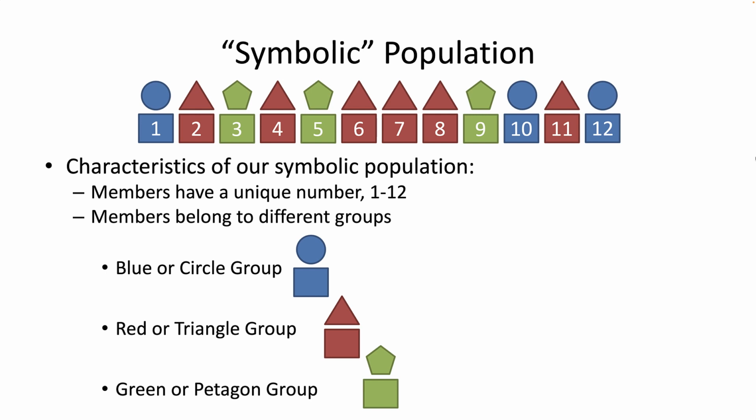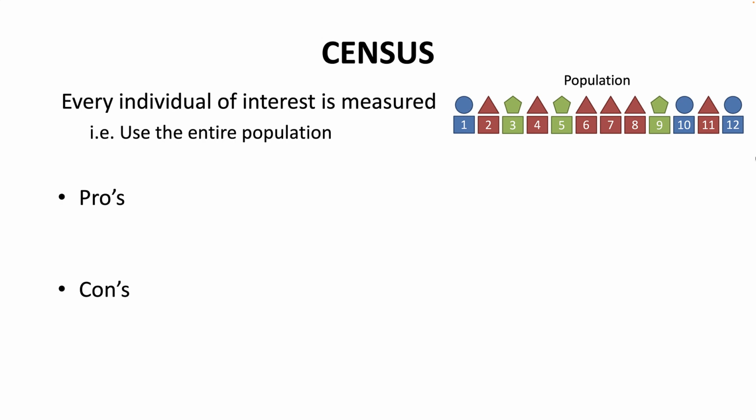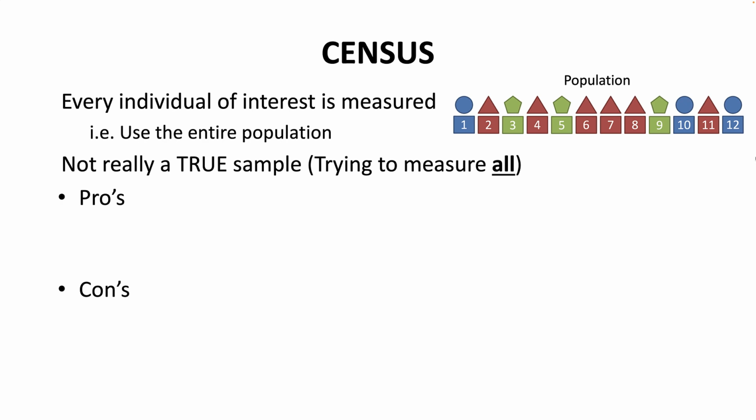The first technique I'd like to cover is known as a census. This is where every individual of interest is measured. In other words, we use the entire population. So I guess technically this is not really a true sample because you're trying to measure all members from the population. But let's go through some pros and cons of using a census.